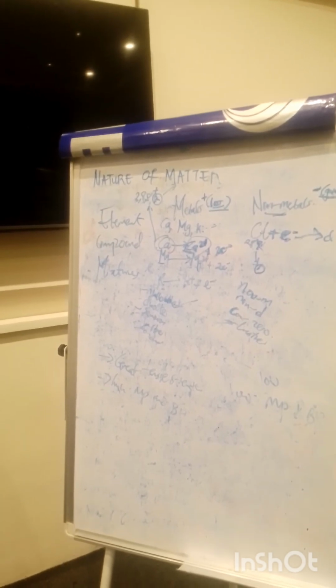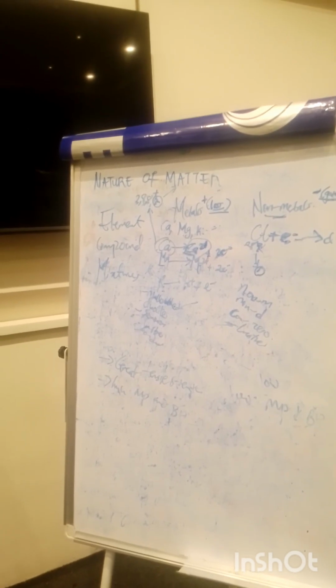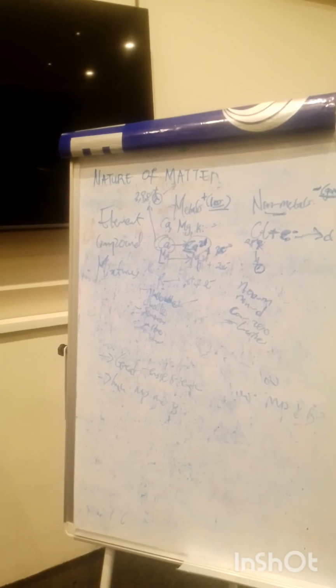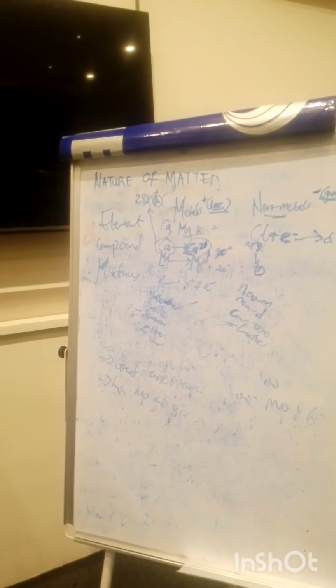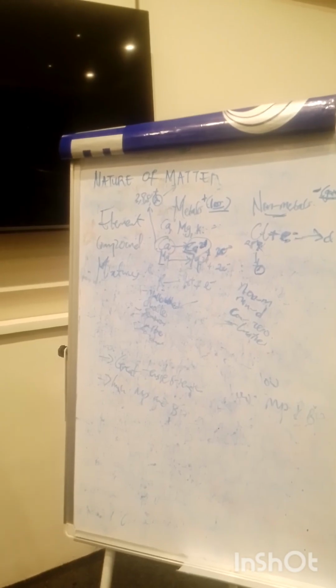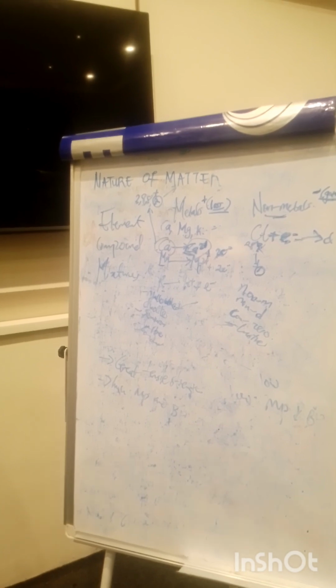Then another difference is their density. Metals are going to have high densities, while non-metals have low densities. Then talking about conductivity, you should know that metals conduct electricity, while non-metals do not conduct electricity, with the exception of graphite. I think graphite would actually conduct.